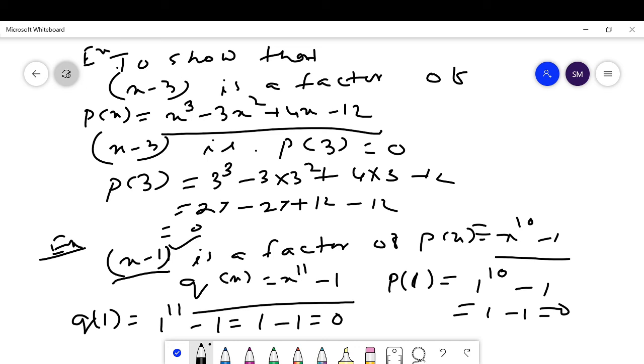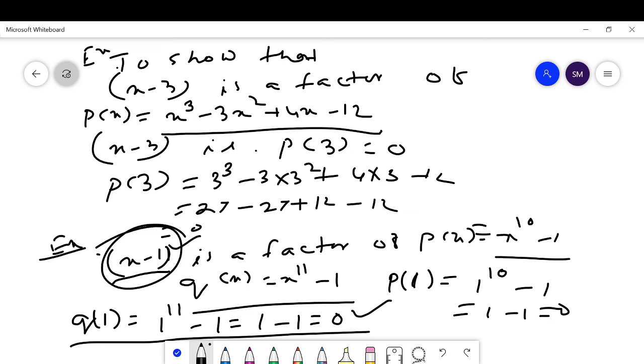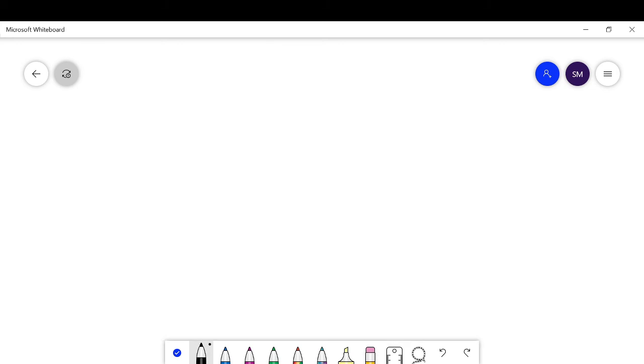Then recall the factor theorem. The factor theorem says x minus a is a factor of p(x) only when p(a) equal to 0. Here x minus 1 is a factor of p(x) when p(1) equal to 0. Here we find p(1) equal to 0. x minus 1 is a factor of q(x) only when q(1) equal to 0. You find q(1) equal to 0. Hence x minus 1 is a factor of both p(x) and q(x). Then next example.